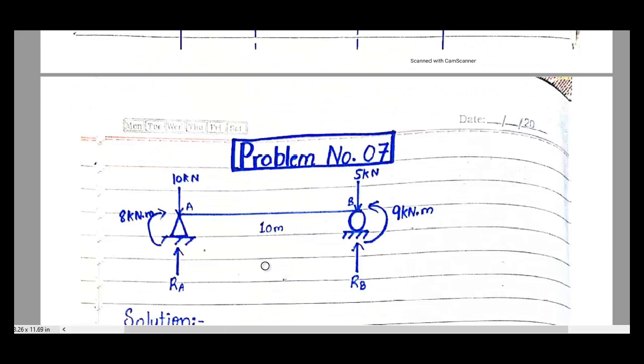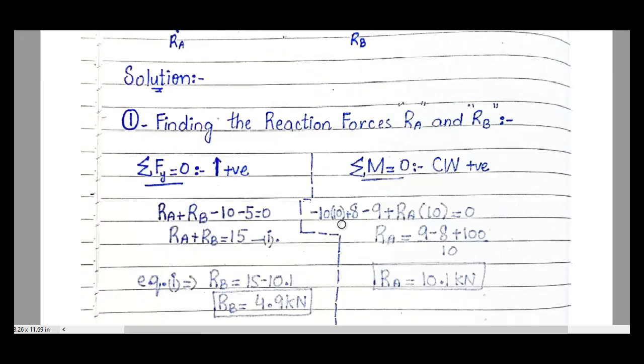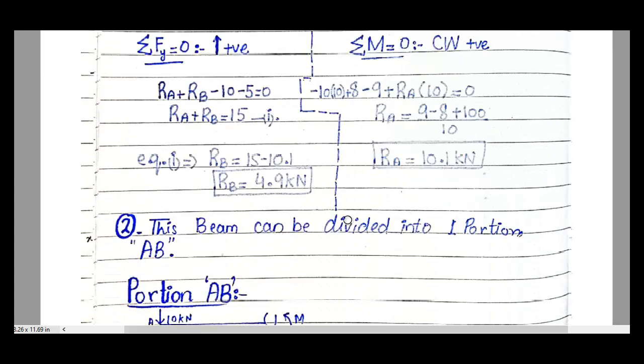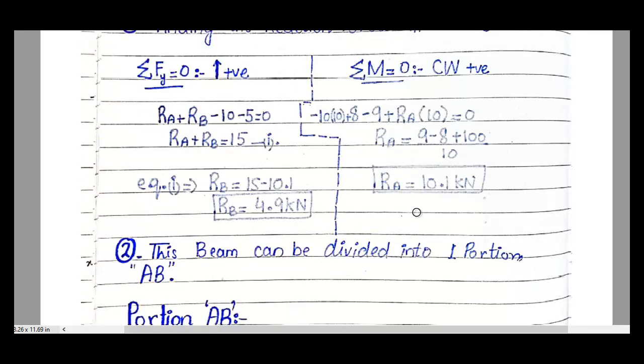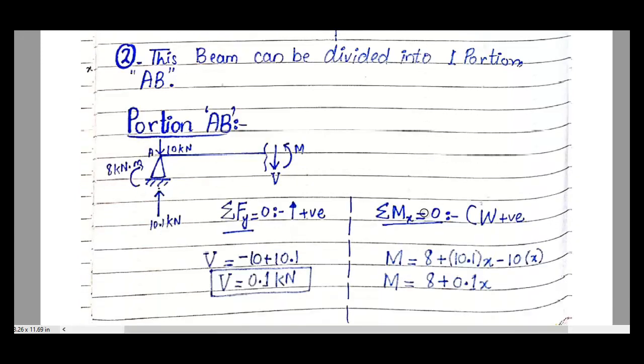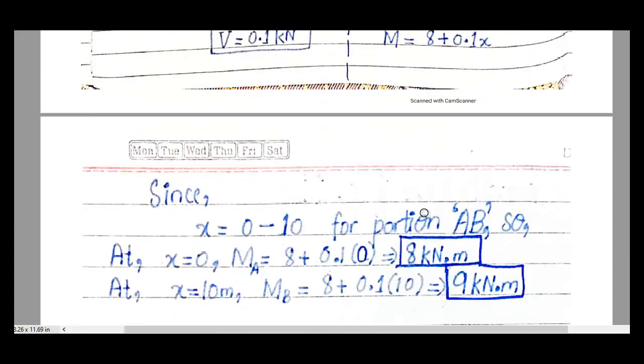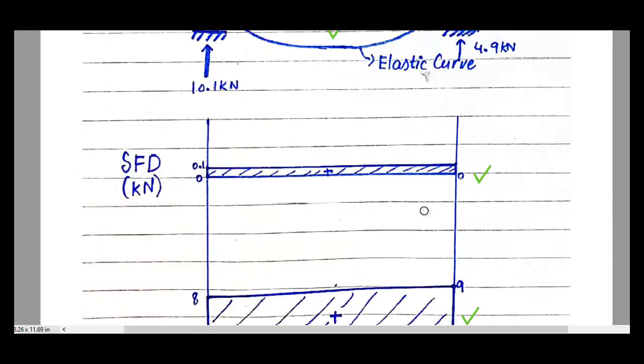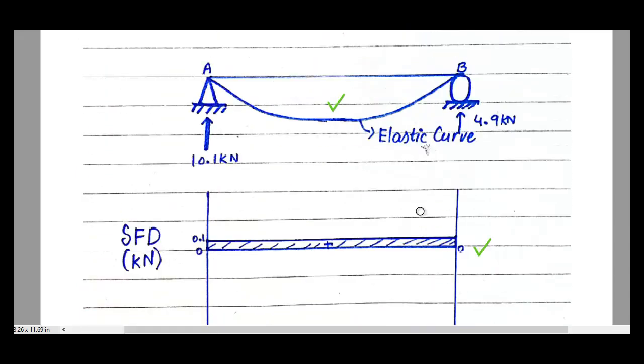Next problem is a simply supported beam subjected to 2 point loads and 2 couples. The point loads are acting exactly at the supports, and the couples are also acting at the supports. The reactions are 4.9 kilonewton and 10.1 kilonewton at support A and support B respectively. And then if we look at the shear force diagram and bending moment diagram, shear force diagram is correct.